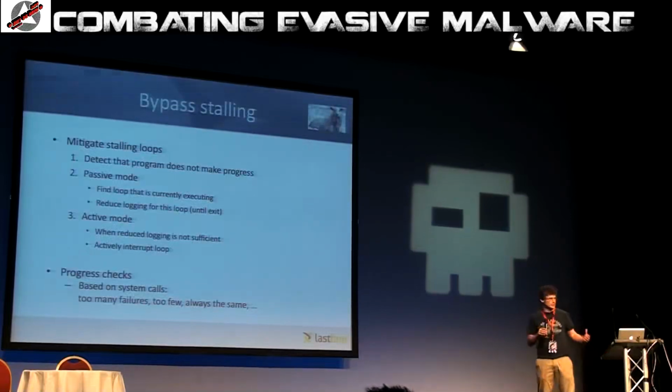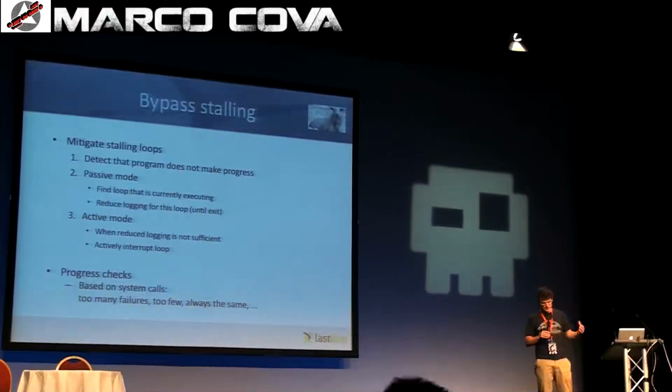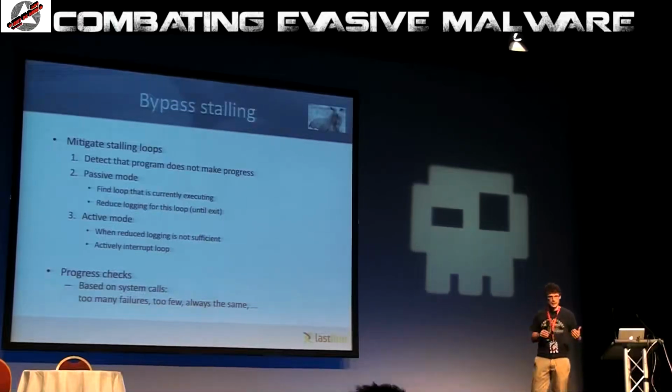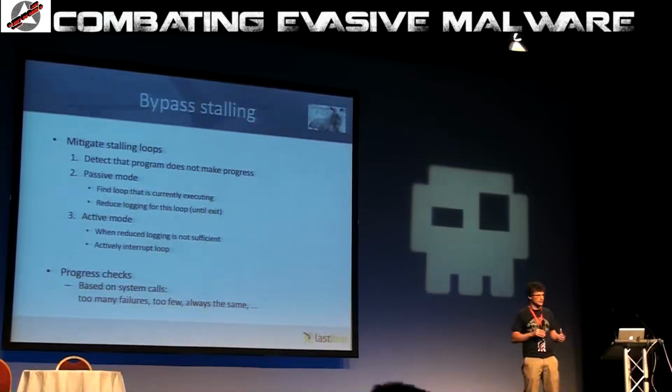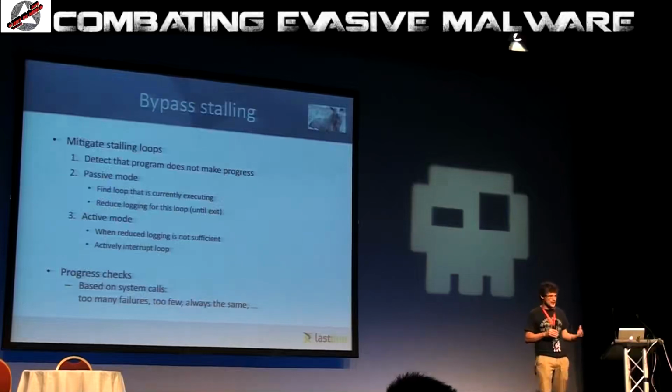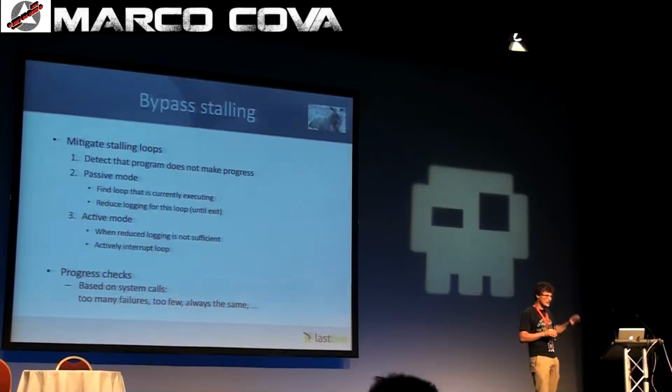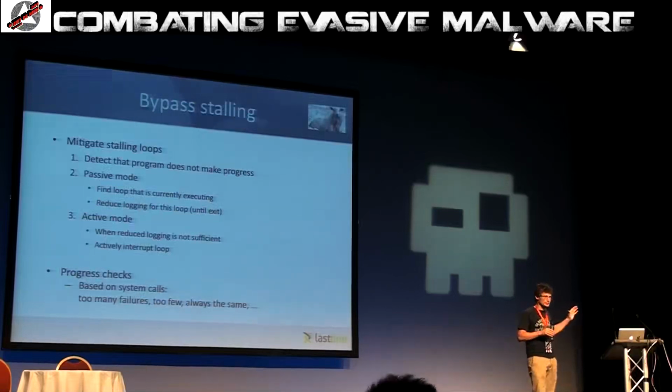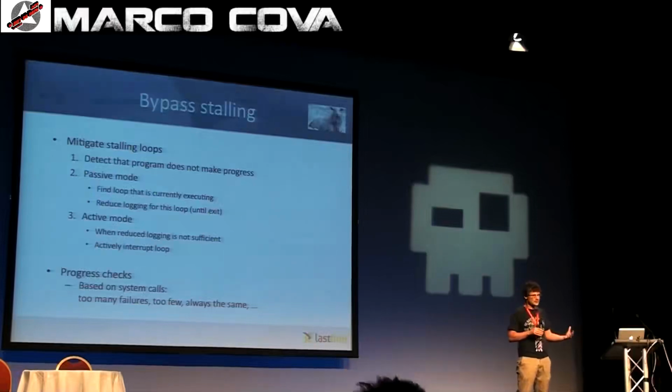Okay, so let's look at stalling loops. Why stalling loops? Because it's maybe one of the more sophisticated techniques, and one that is really hard to detect unless you have full system emulation that allows you to look at all the instructions. Some of the other techniques that we saw are fairly easy to handle, like checking for a specific username. It's very easy to bypass.